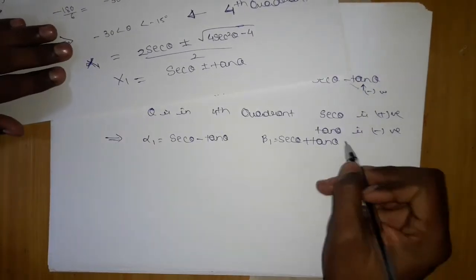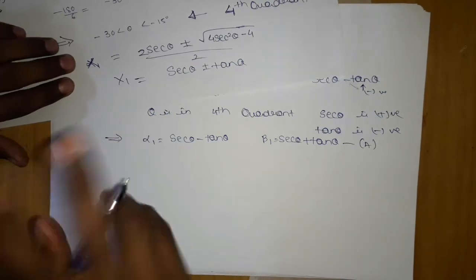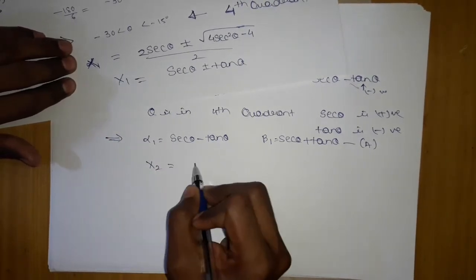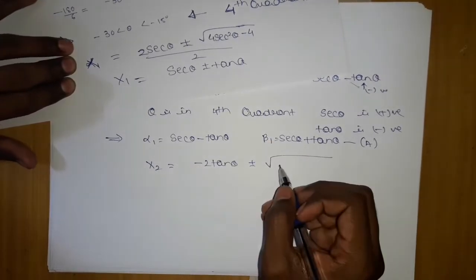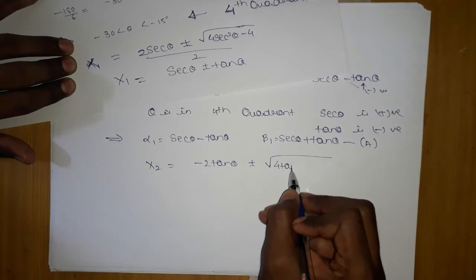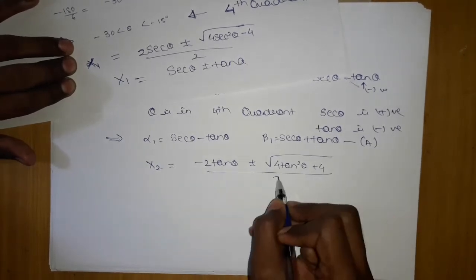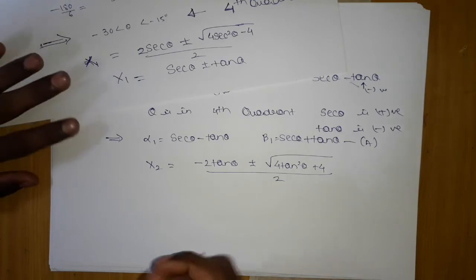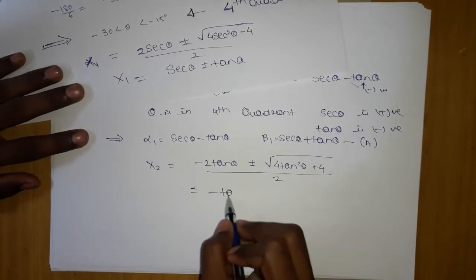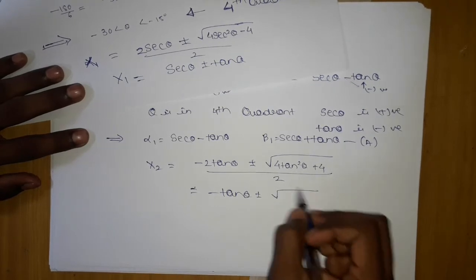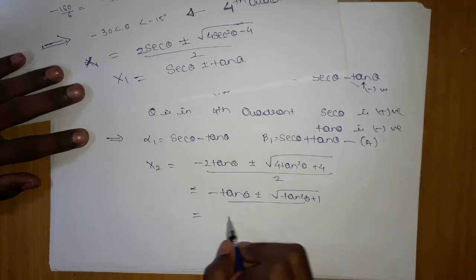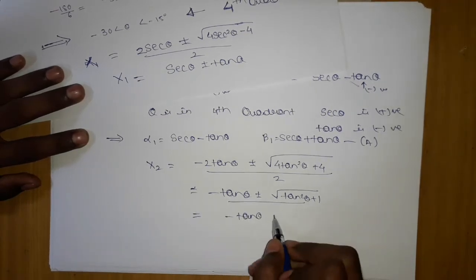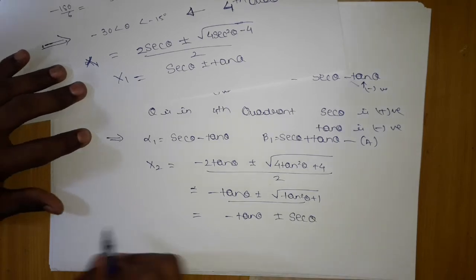Now let's do the same thing for the second equation. Its root, let me call it x2, will be minus 2 tan theta plus minus under root 4 tan square theta plus 4 upon 2. So we take 2 outside, it will come tan theta plus minus under root tan square theta plus 1, and this 2 will nullify, which finally gives me minus tan theta plus minus sec theta, since tan square theta plus 1 is sec square theta. So we got the x2.